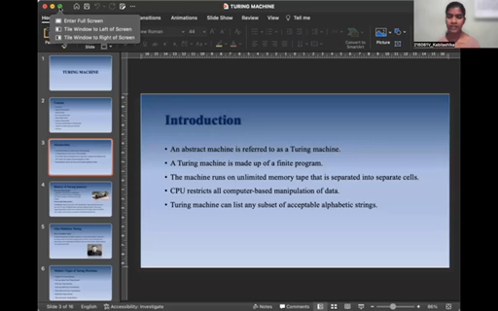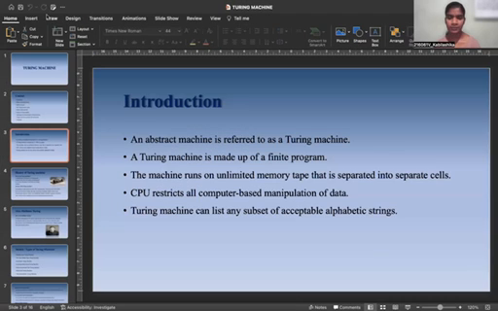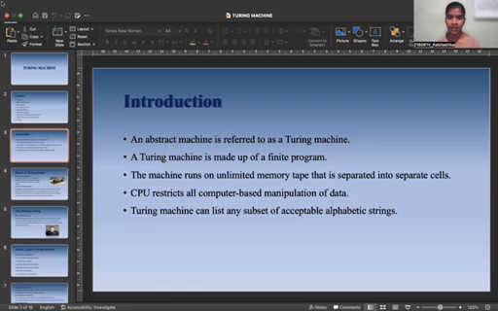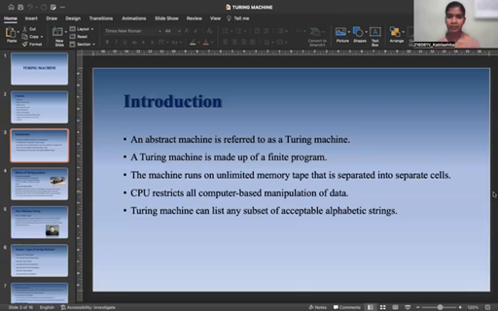A central processing unit that restricts all computer-based manipulation of data is commonly represented as a Turing machine, with a standard machine having sequential memory to store data. It's an automated device that can list any subset of acceptable alphabetic strings. These subsets are components of an enumerable set that can be repeated. The endless tape on the Turing machine can be used for the writing and reading function. A Turing machine that can imitate any other Turing machine is known as a universal purpose Turing machine. Turing machines precisely define an algorithm or mathematical procedure and contain the informal notion of an efficient mathematical and logical method.